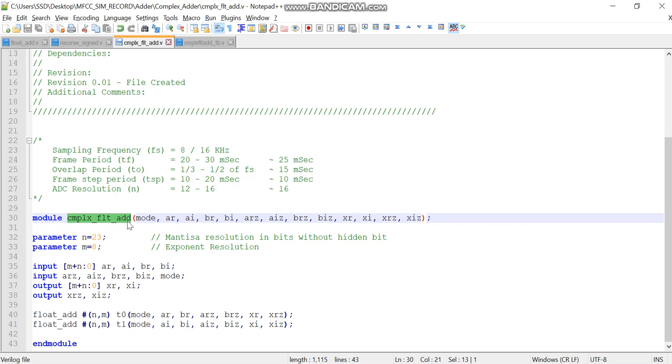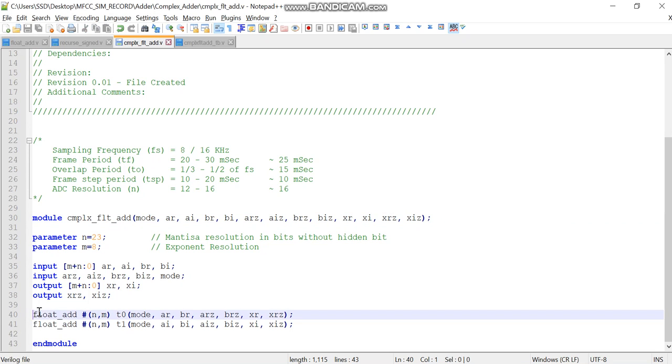So the complex addition is simple, that is, the real parts are added separately and the imaginary parts are added separately. However, the addition here is a floating point addition. So basically a floating point number representation has three parts. One is sign, the second is exponent, and the third is mantissa. The number of bits required for each part depends on the precision requirement. Here we have considered single precision floating point number representation. So we have 1 bit for sign, 8 bits for exponent, and 23 bits for mantissa.